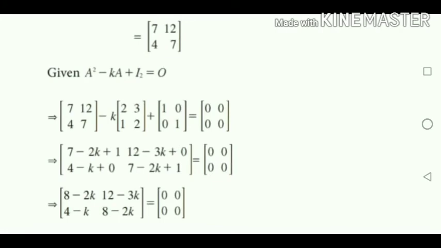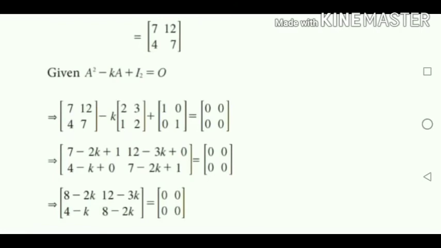Therefore, I am writing like this. First row, first element: 7 minus 2k plus 1, that is 7 minus 2k, plus 1. Then first row, second element: 12 minus 3k, plus 0. Likewise, 4 minus k plus 0. Then 7 minus 2k plus 1.